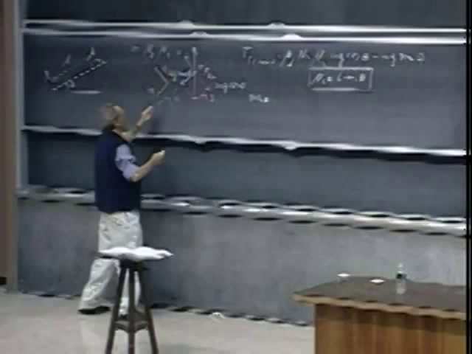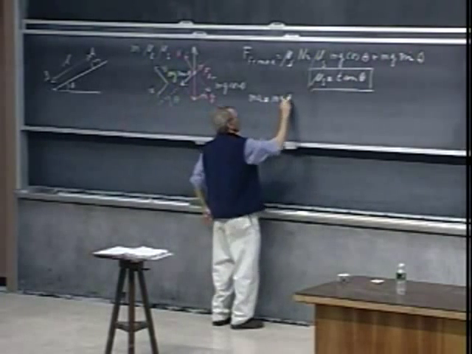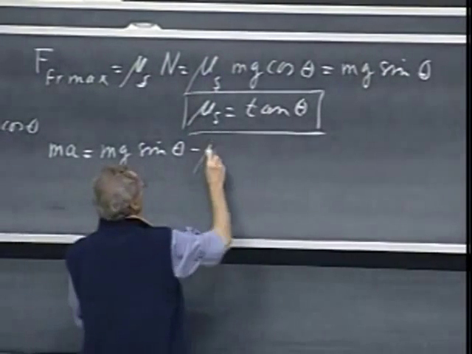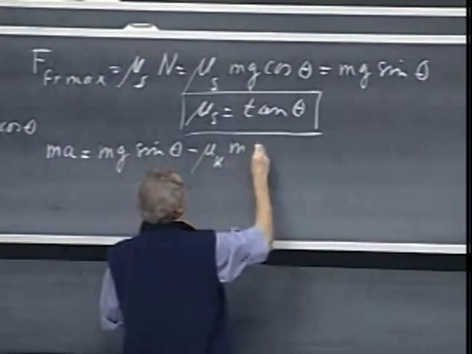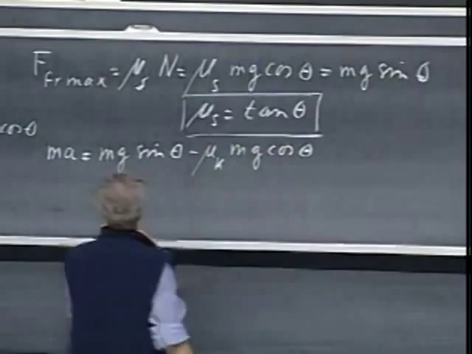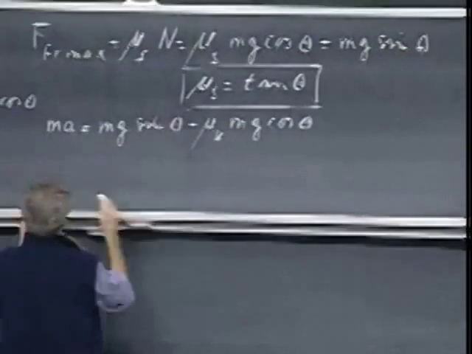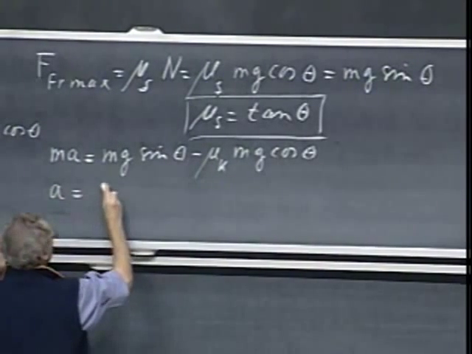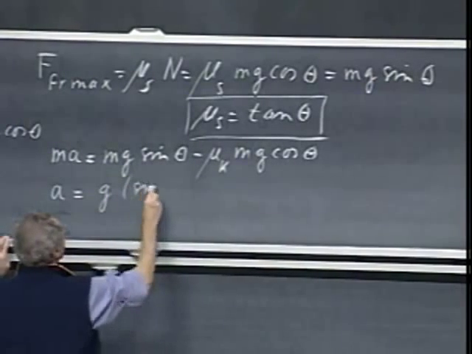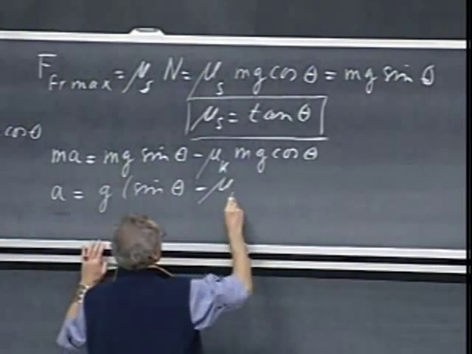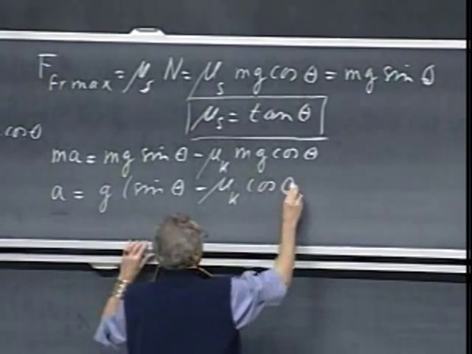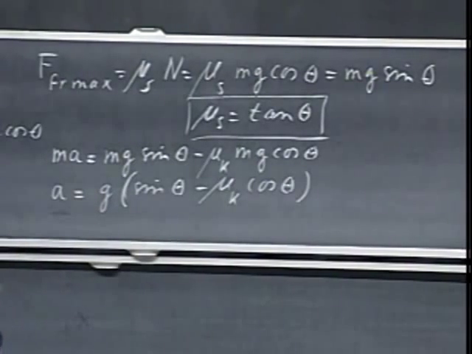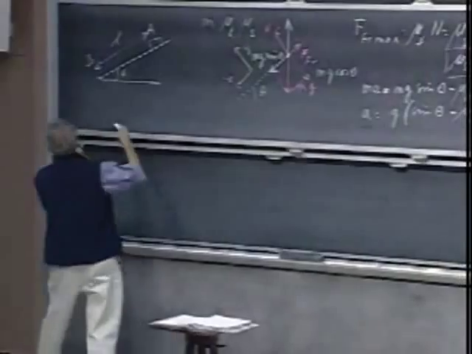positive x direction, equal to mg times the sine of theta minus the frictional force, but now this becomes mu k mg cosine theta. I lose my m, and so the acceleration in the positive x direction, that's the way I defined positive x direction, equals g times the sine of theta minus mu k times the cosine of theta. That's the acceleration. And now a natural question would be, what is the speed at which it reaches point B?